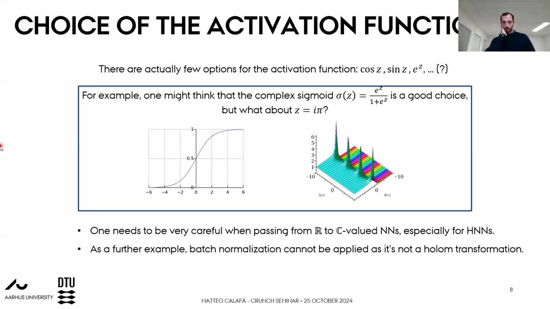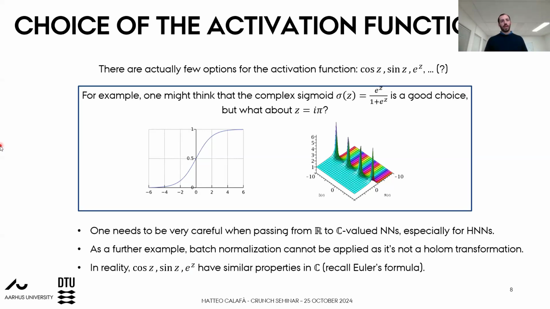Just to give another example, you probably know about batch normalization, which is a very well-known and widespread technique used for classical networks in order to improve the performance of the network before the training. Well, this operation cannot be applied to our case because it's not a holomorphic transformation. Essentially, batch normalization involves the variance. The variance is a function of the conjugate of the input, the complex conjugate. And the complex conjugate, obviously, leads to a transformation that is not holomorphic. So this is another thing that cannot be used. So unfortunately, there are many restrictions.